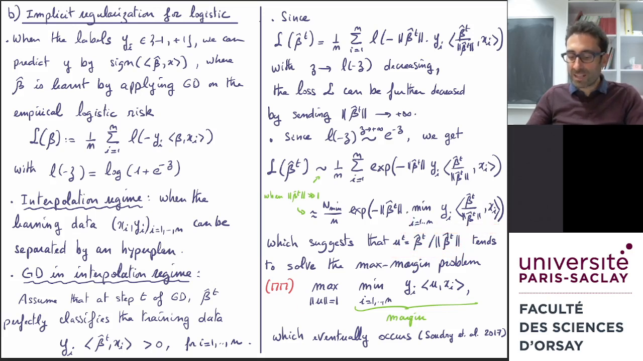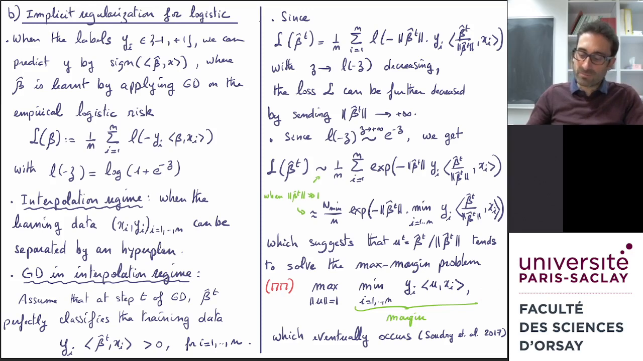So it will try to take the maximum over all possible directions of what is called the margin of the classifier, which is the minimum over i of yi u scalar xi. So here, imagine that at some point you are able to perfectly classify the data. It is meaningful to believe that gradient descent goes to infinity, and that the direction will maximize the margin, and it is eventually what occurs.